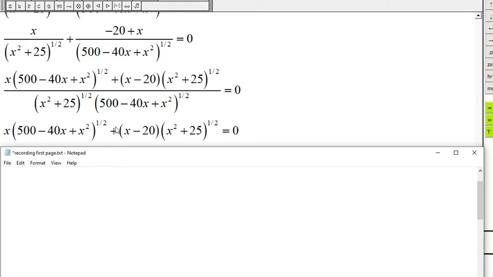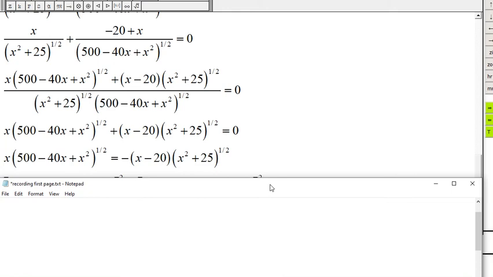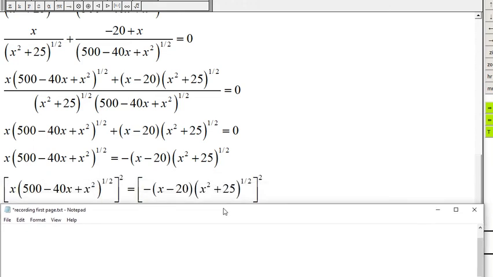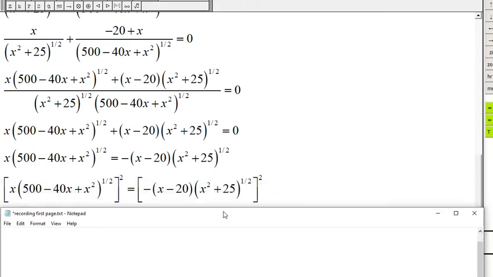And then to solve this equation, we're going to move this expression right here to the right side. If it's plus on the left, when we move it, it becomes minus. And then now we square both sides. So it's going to be x squared, and then this expression squared.